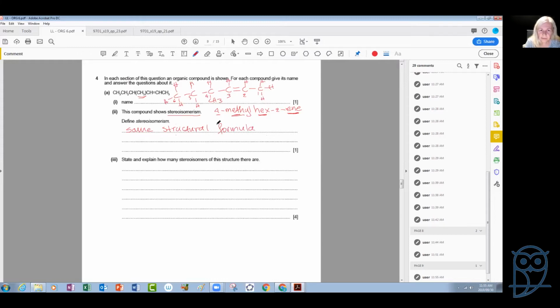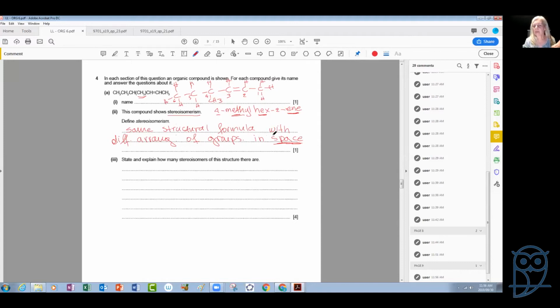Because of stereoisomerism, they have the same structural formula. Obviously, the molecular formula is also the same. But the groups are arranged differently: a different arrangement of functional groups, constituents or whatever, in space. Obviously in space, since it's stereo, meaning space. Different arrangement in space. That is why it's called stereoisomerism.